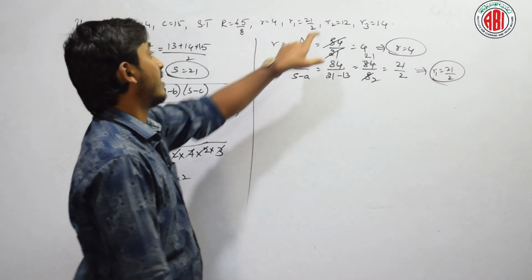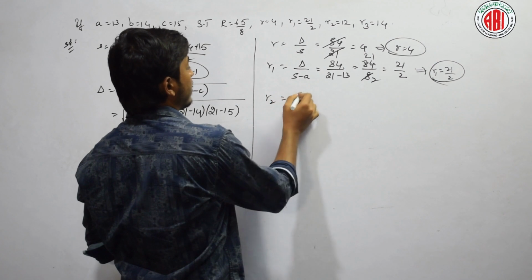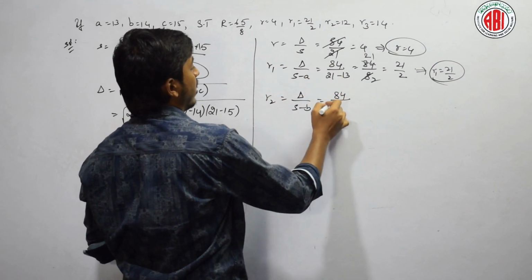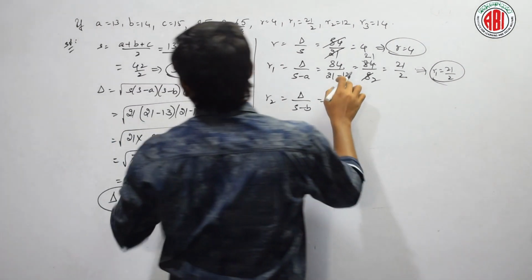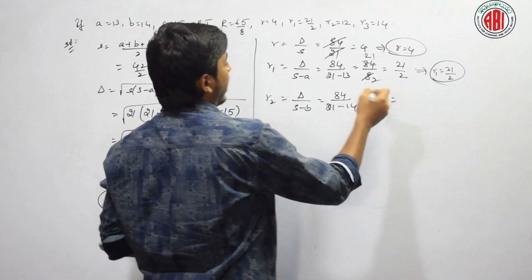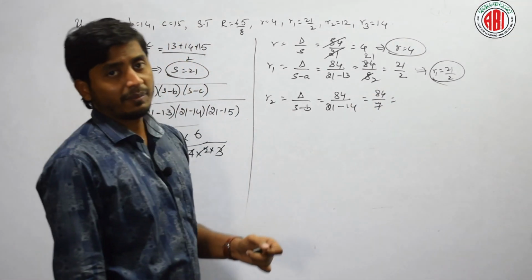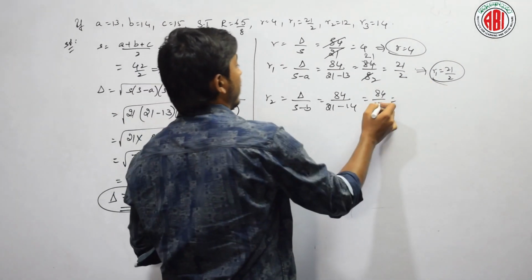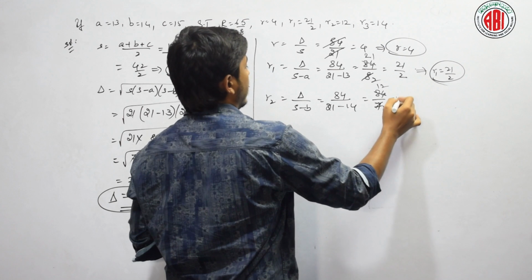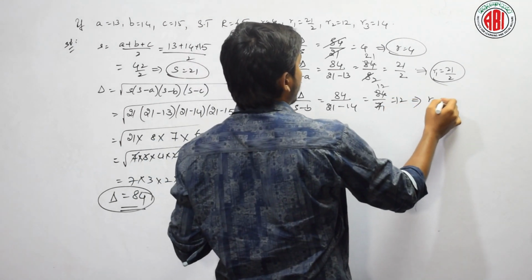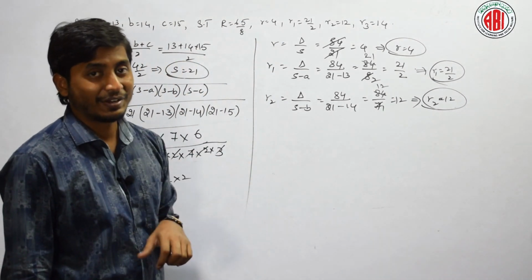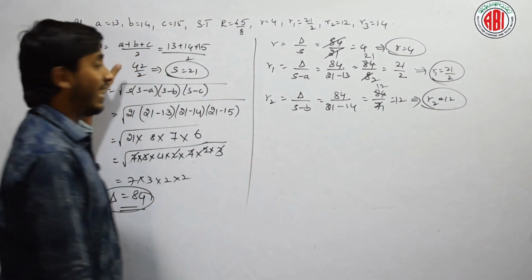Right. And the next R2 value. R2 is delta by S minus B. What is the value of delta? 84. S is 21. The value of B is 14. That is 84 by 7. Can I cancel with the 7 table? Yes, we can. With what table? That is 7 ones are 7, 7 twos are 14. This is 12. Therefore, R2 is 12. Is it easy or not? The only thing we have to find is delta and S.